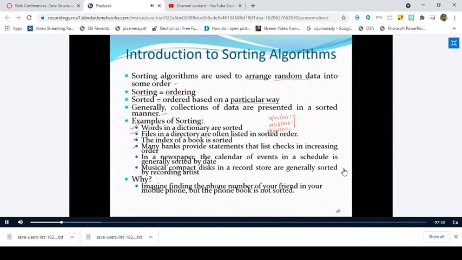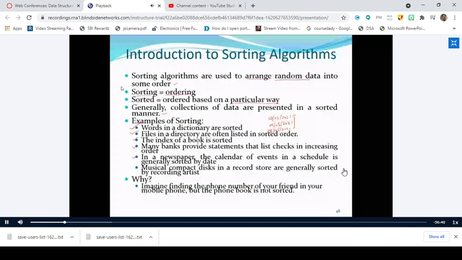Similarly, the musical compact disc. Right now, we don't have these CD shops and everything. But in olden days, we used to have CD shops where the CDs were arranged in sorted order based upon the alphabets, right? So when you want to find the music given by Devi Sri Prasad, you can go to the D folder, since Devi Sri Prasad starts with D.